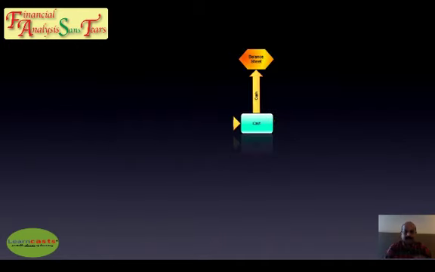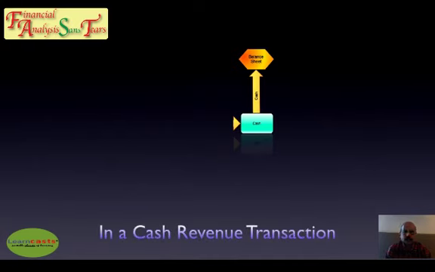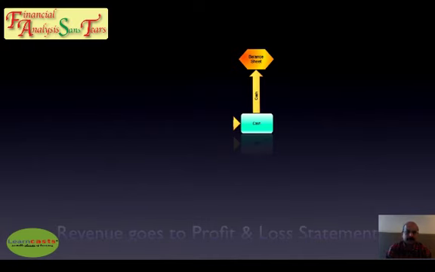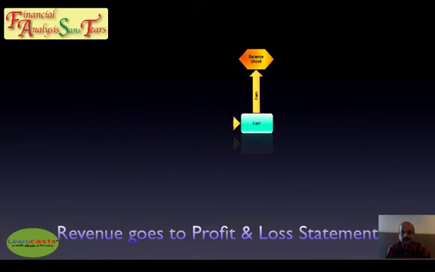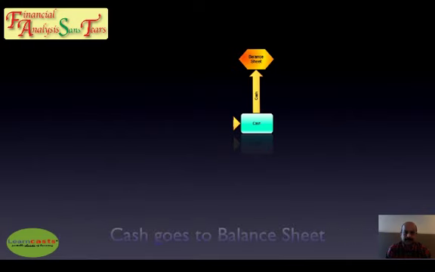Well, once the revenue element of a cash revenue transaction finds its way to the profit and loss statement, its corresponding element goes into the cash category and travels to the balance sheet. We will see later how this actually manifests itself. So a cash revenue transaction on the one hand goes to the profit and loss account in its revenue element and goes to the balance sheet in its cash equivalent.